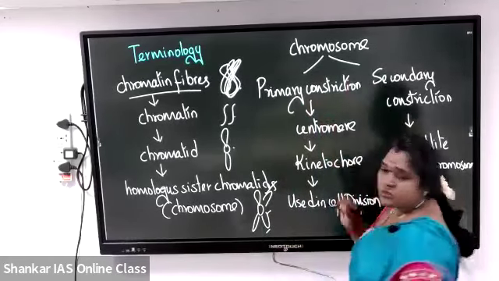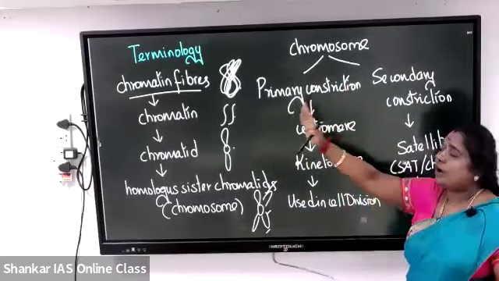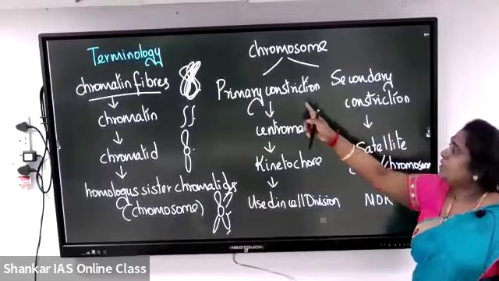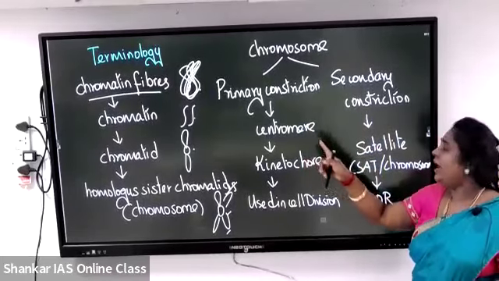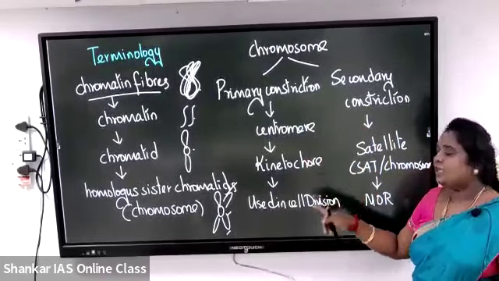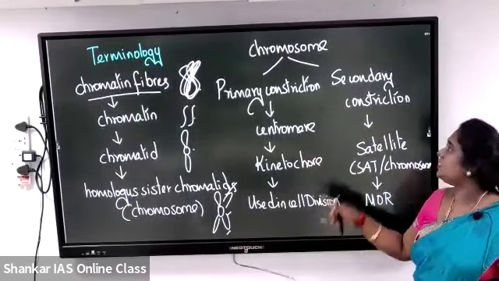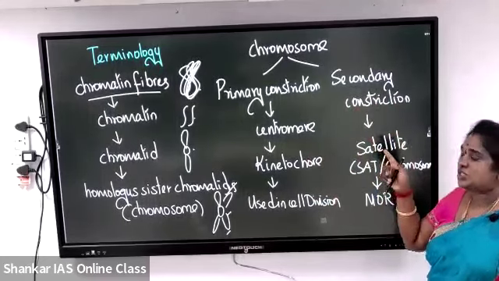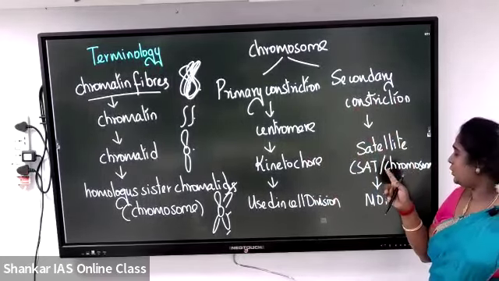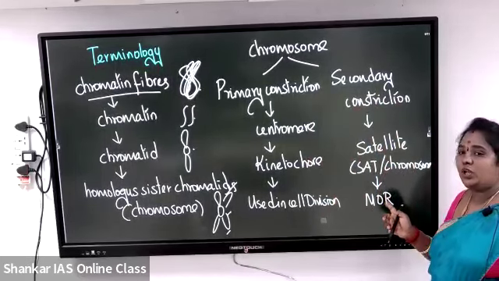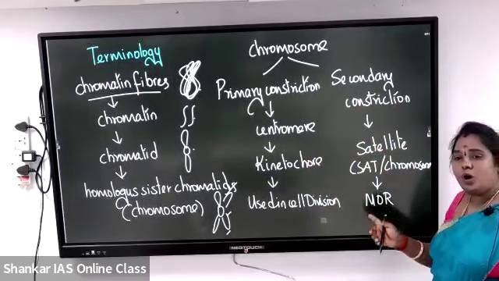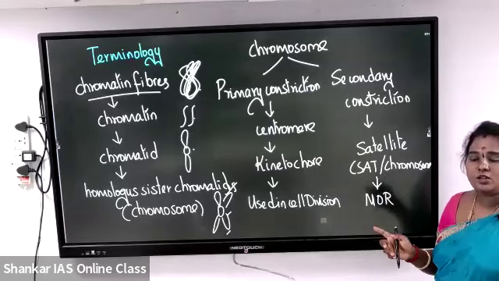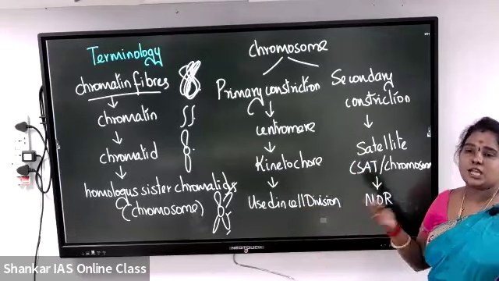Once they become a chromosome, they have two constrictions. One we call the primary constriction, the other we call the secondary constriction. The primary constriction is called what? Centromere, and they have a protein called kinetochore. They help during the process of cell division. When you talk about the secondary constriction, this is an additional constriction, and there is a presence of a satellite chromosome, where they have a nucleolar organizing region, which is involved in the process of nucleolus formation. Apart from that, they play a vital role in the study of karyology and cytotaxonomy.